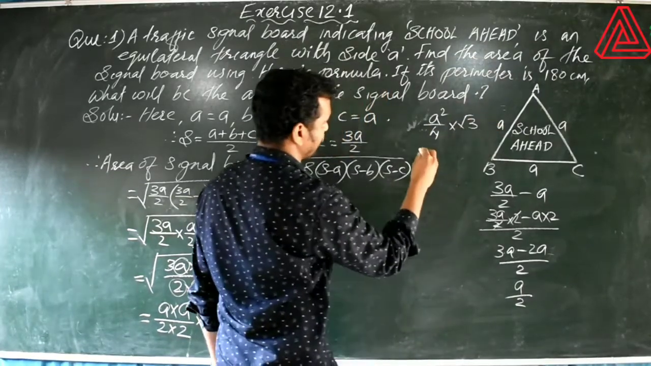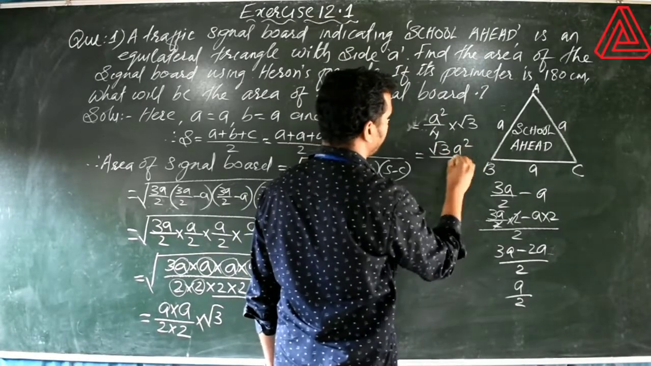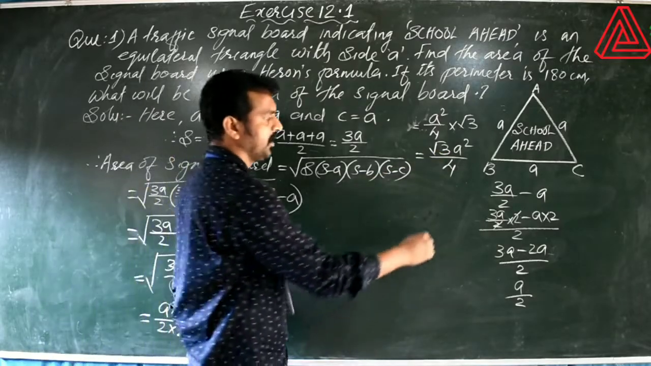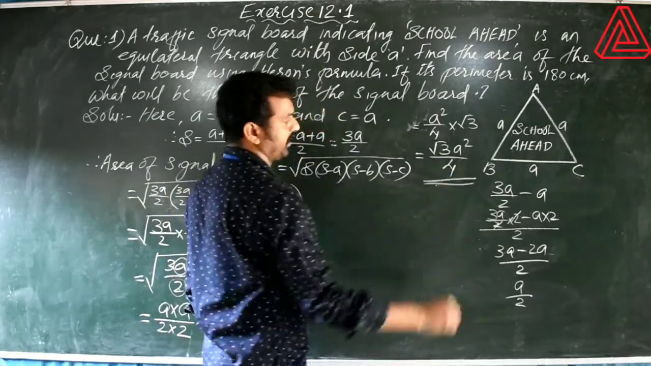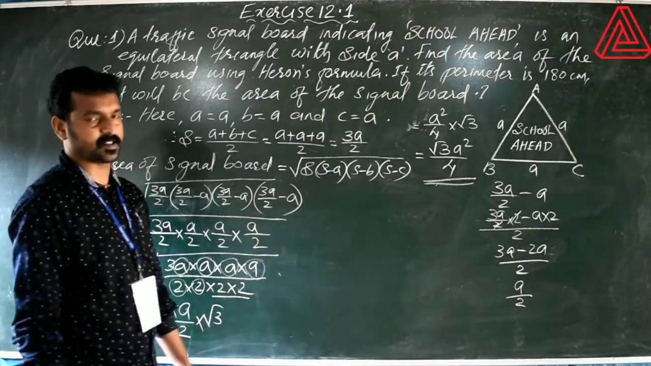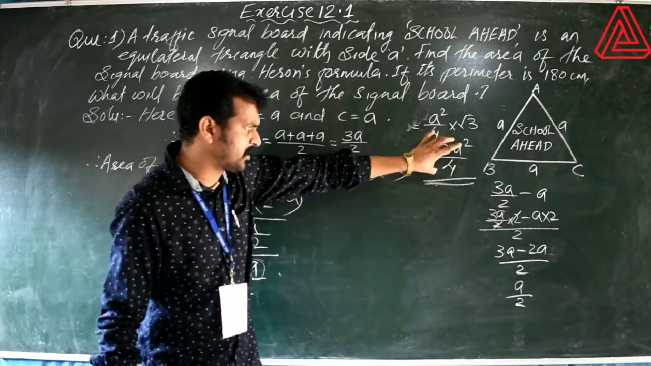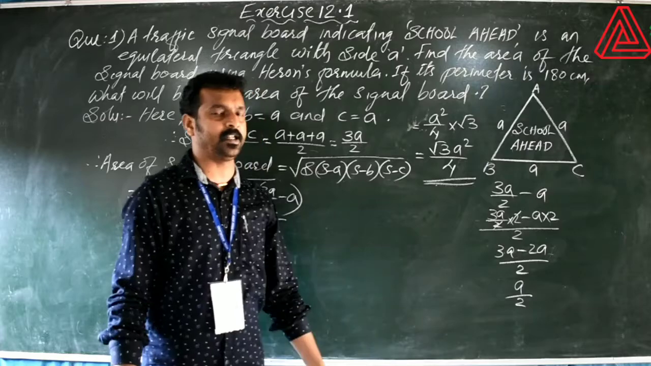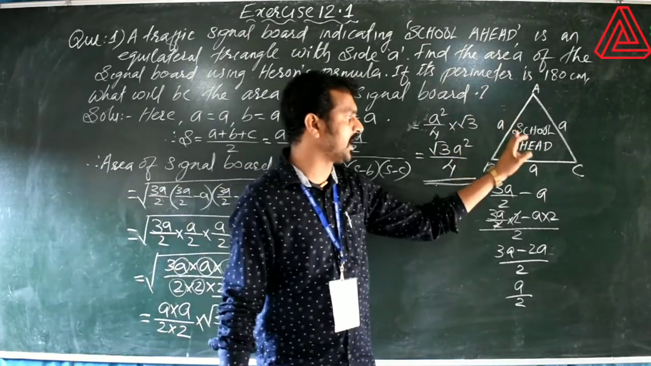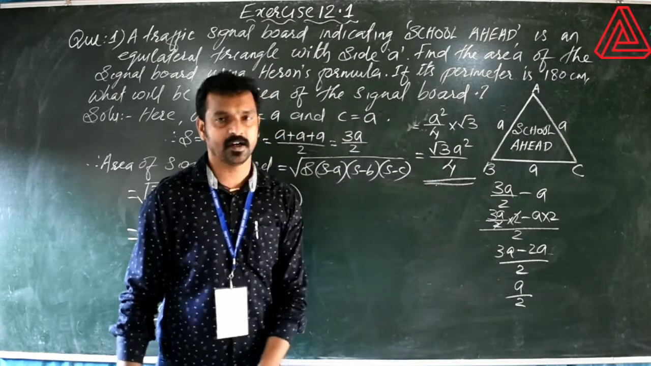So we can write the answer, that is equal to root 3 A square divided by 4. That is the area of the signal board if its sides are A, that is an equilateral triangle. So this one we can use as a formula for finding the area of an equilateral triangle. Area of an equilateral triangle with the side A is equal to, what is the formula? Root 3 A square divided by 4.